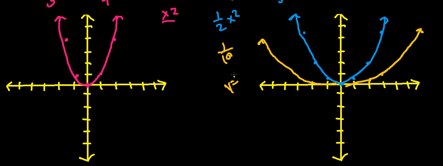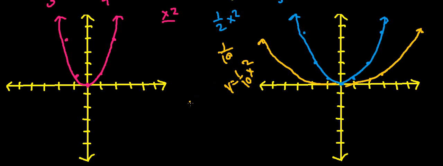And then the other side. So this would have been y is equal to 1/10 x squared. So you can see that it's been pushed downwards, like somebody sat on top of it or something like that. So that's the basis of this.